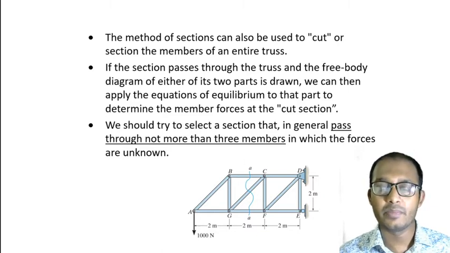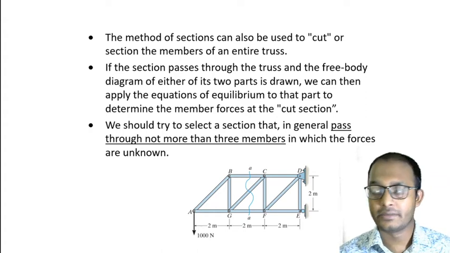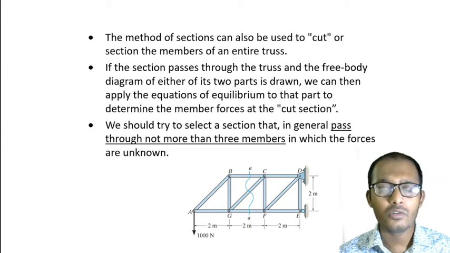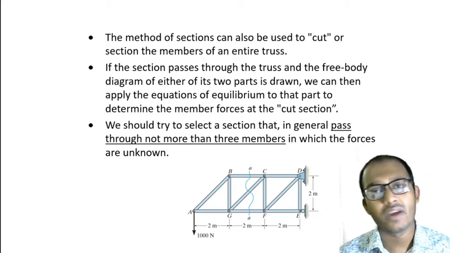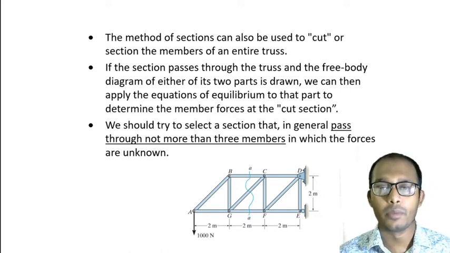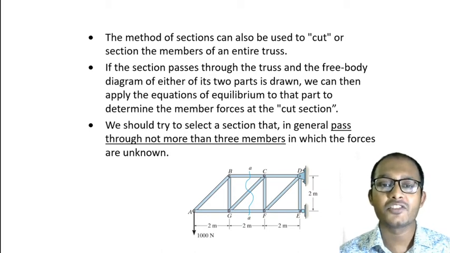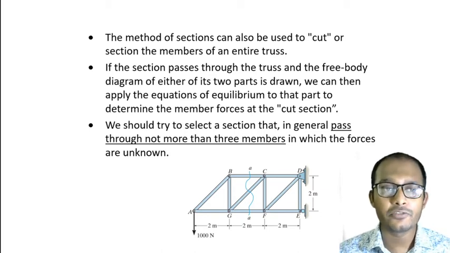If there are three members, we can manage to find the forces acting there. How? We have three equations to do it. Summation of Fx equals 0, summation of Fy equals 0, that means the resultant force in the x direction and the resultant force in the y direction equal 0, and the rest is moment. So these are the three equations we have. We need to apply these three equations to identify all the unknown forces acting there.